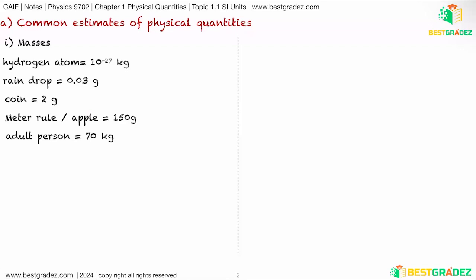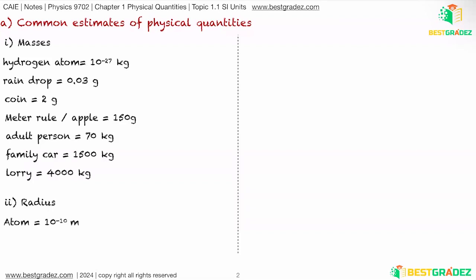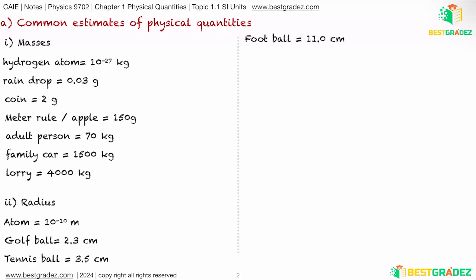Adult person, multiple times they have asked. Normal car, 1500 kilograms. Some of the radii you should know. Atom is usually 10 power minus 10. Golf ball, tennis ball. We will be using these quantities. Earth का radius भी पता होना चाहिए, 6400 kilometers. These values will not be given to you.